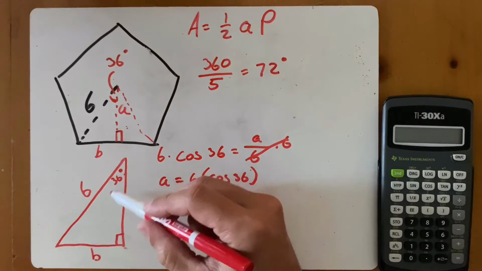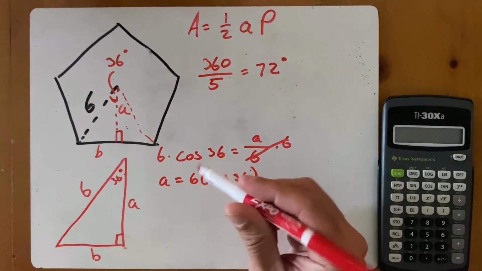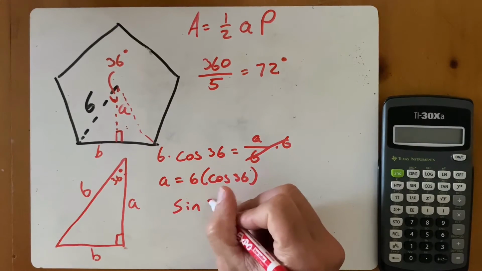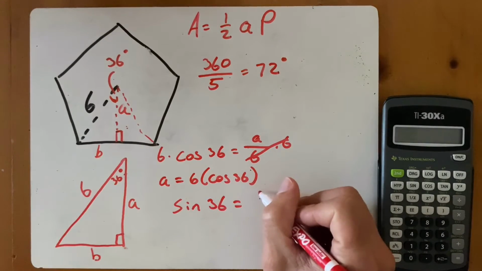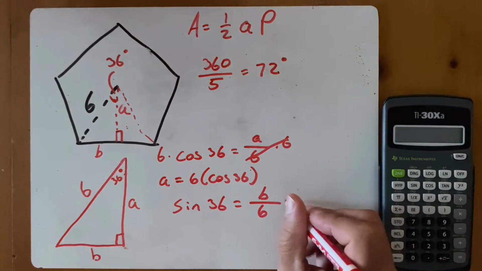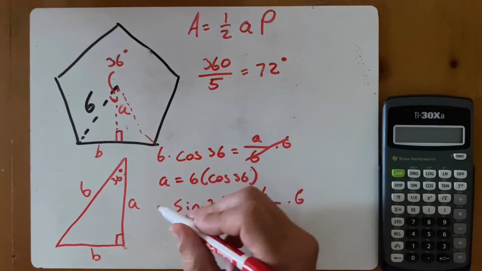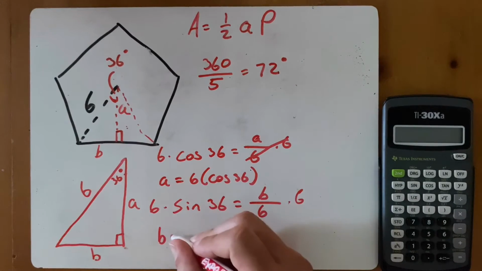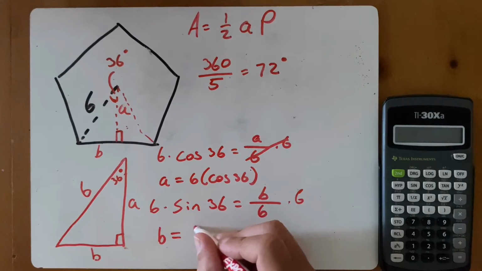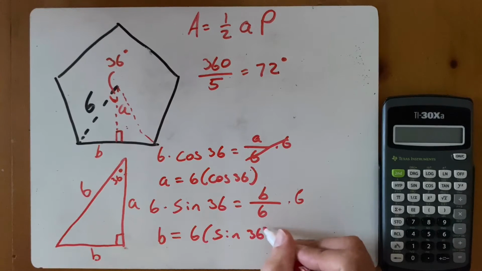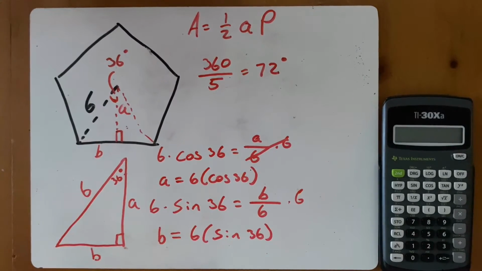This side is now the opposite side from our angle, so this time we're going to use sine. So that means that the sine of 36 has to equal the opposite side divided by the hypotenuse. Once again, multiply both sides by 6. So that means that that side, B, is equal to 6 times the sine of 36. Okay, so there's those sides there.